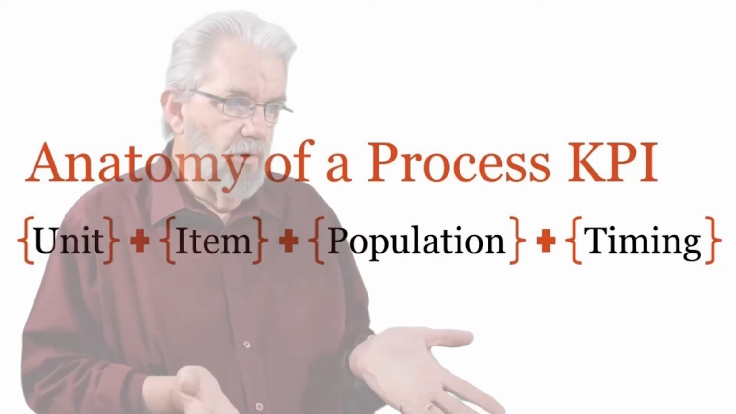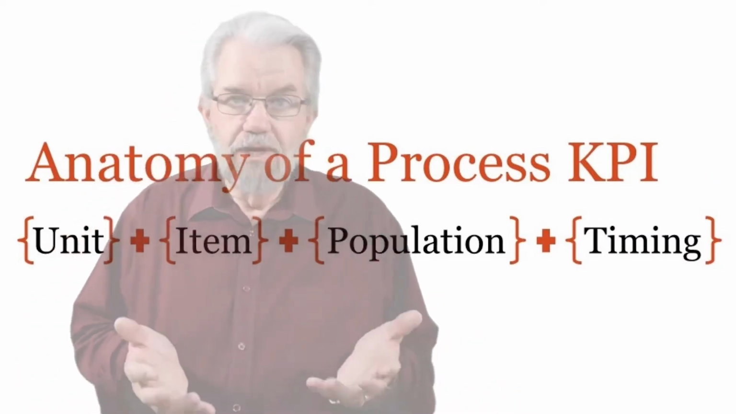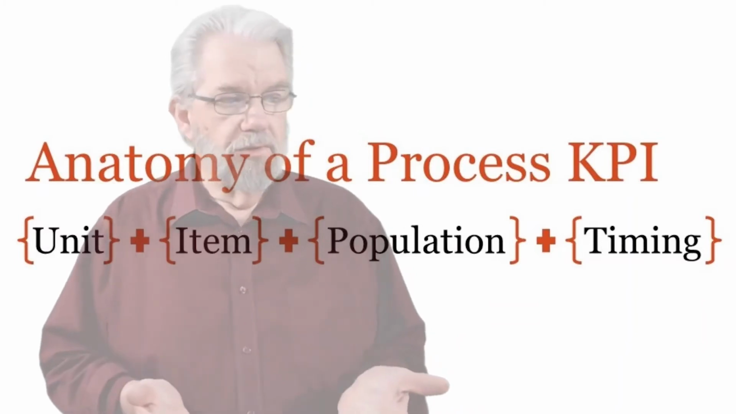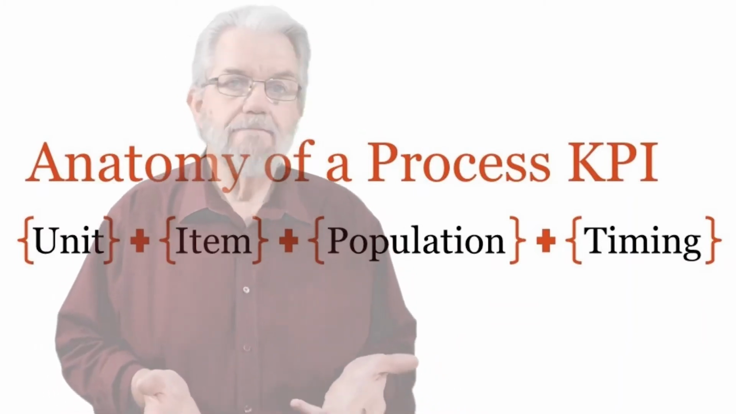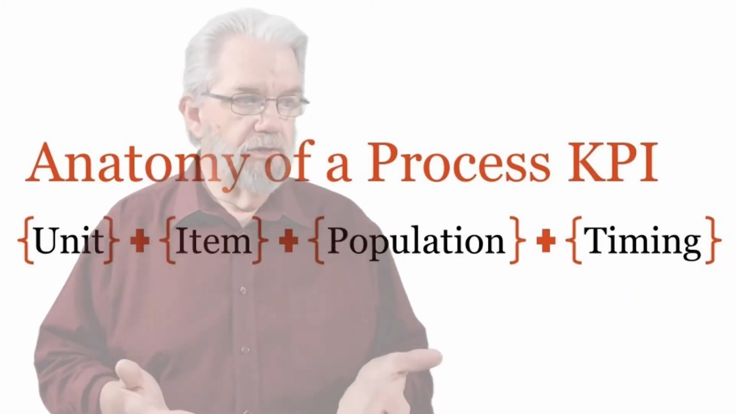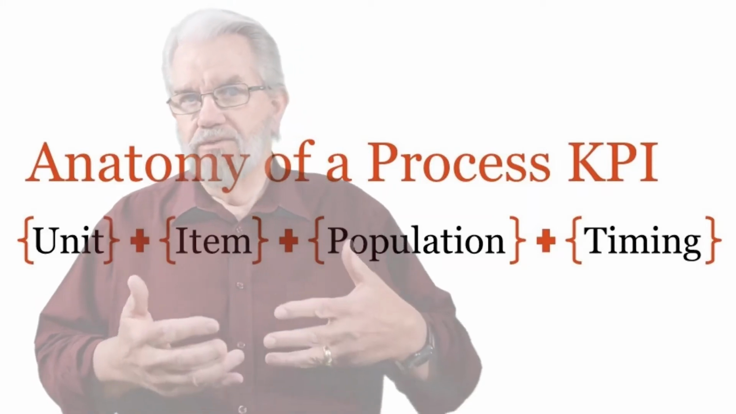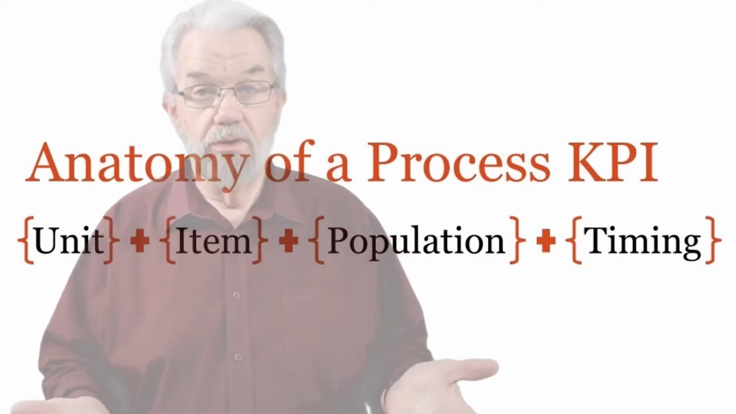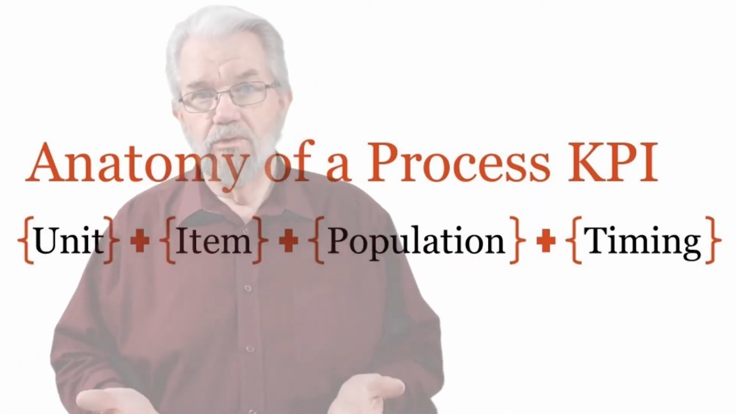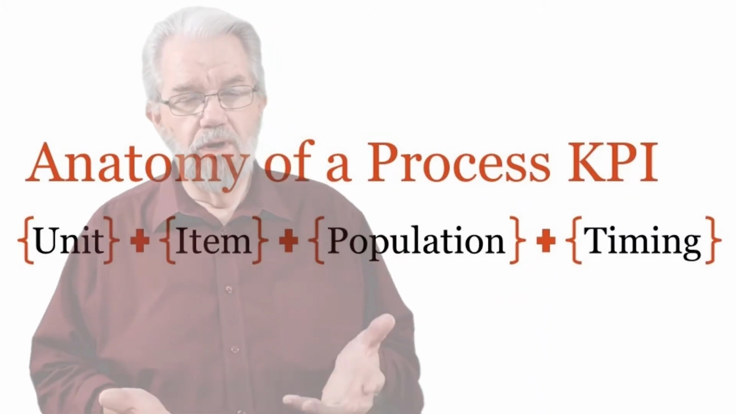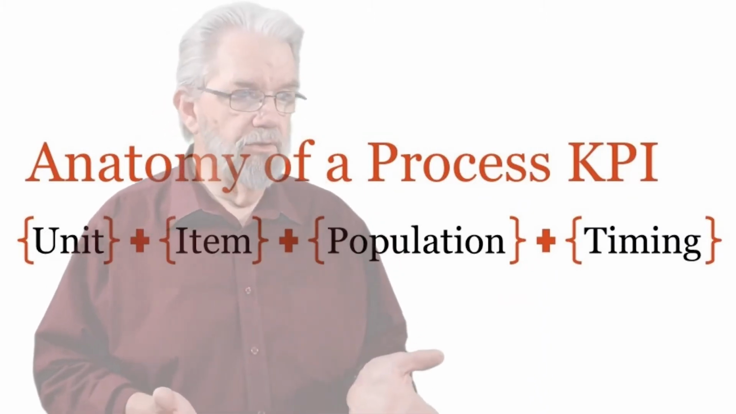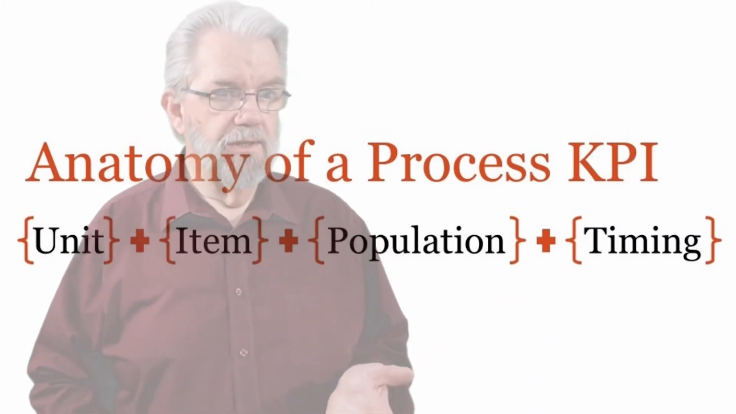But it has these 4 kind of components, I think. There's something that we're measuring, the thing, the unit of measure, and then the thing that we're measuring itself, the item, and often that's out of some population, some larger group perhaps, and perhaps there's some issue about timing. I think these are quite important characteristics for us to include in our process KPI definition.